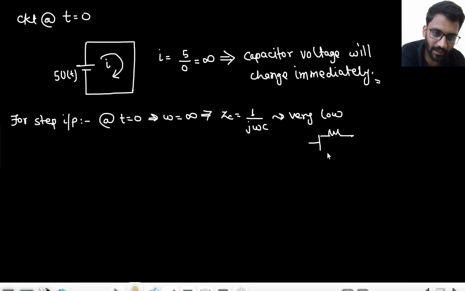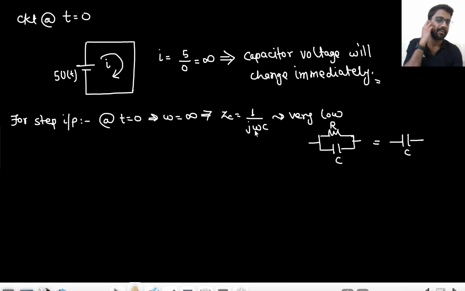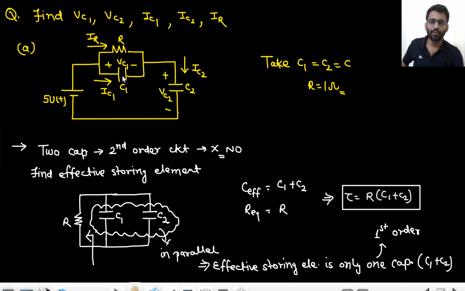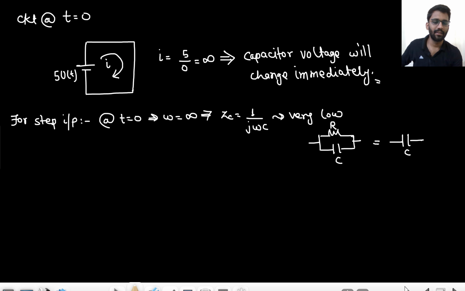Your R and C will be replaced with a single capacitor only, right? I have explained this concept in the previous video. At t equals 0, because of very high frequency, it is providing very less impedance, and because of very less impedance, this will be replaced with a single capacitor only. So this configuration will be replaced with C1 only.